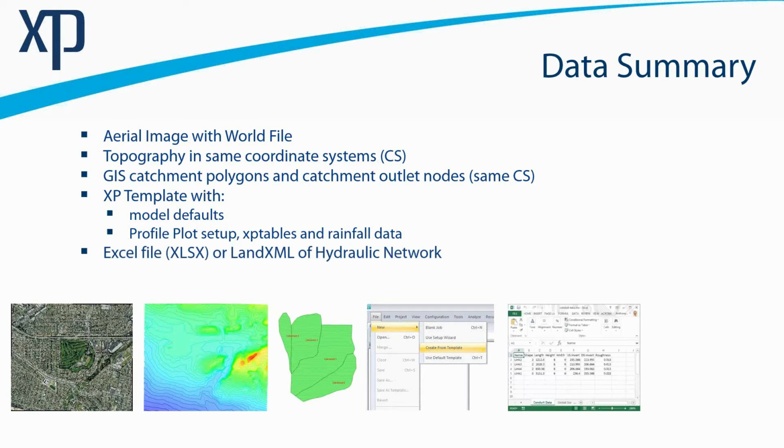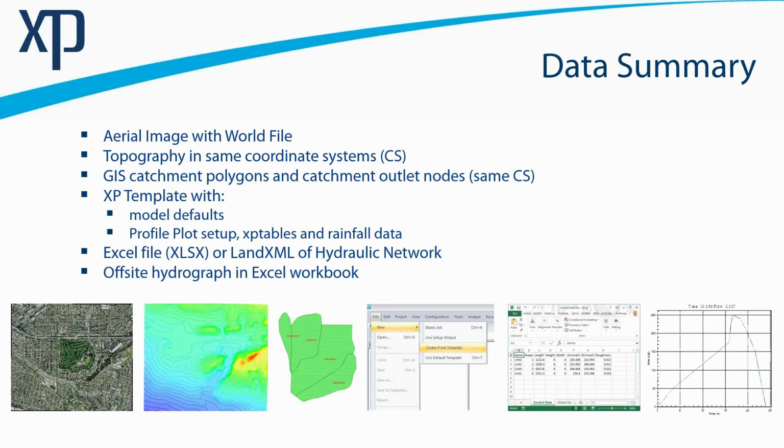Finally, I've got an Excel spreadsheet that has the conduit information, but I also have this in a LandXML file. So the hydraulic network in Civil 3D, for example, can be exported to LandXML, and XPSWM can import that LandXML. XPSWM and XPSTORM also export LandXML. And in the same Excel spreadsheet, I've got a hydrograph from off the site, which passes through the system.